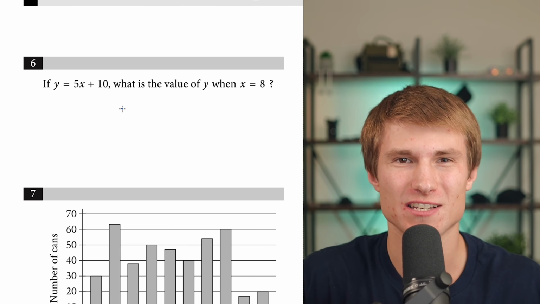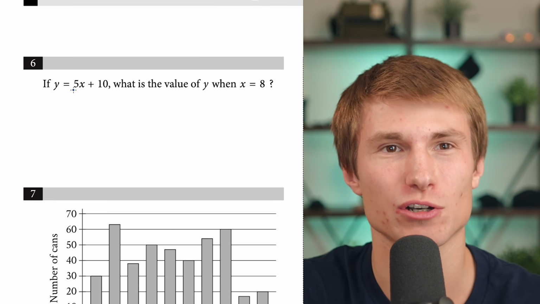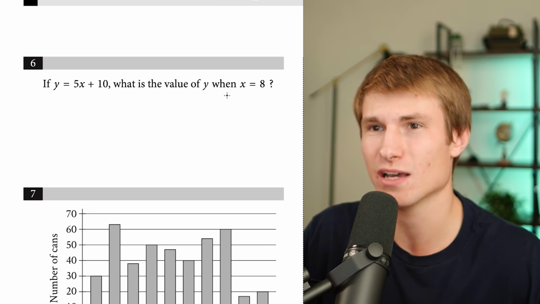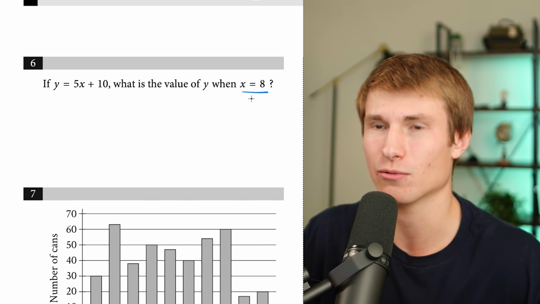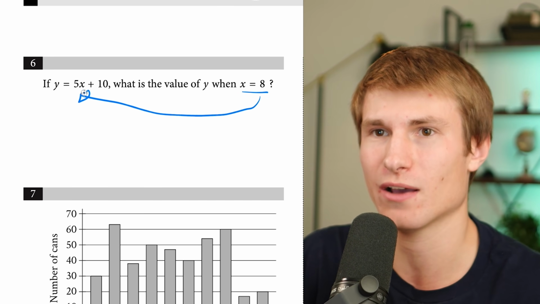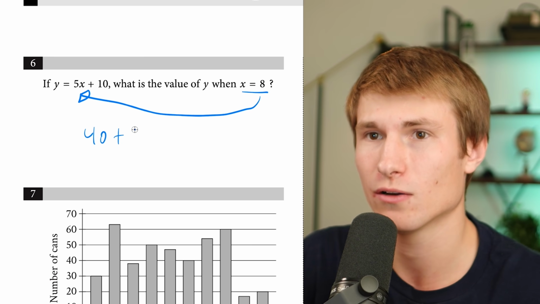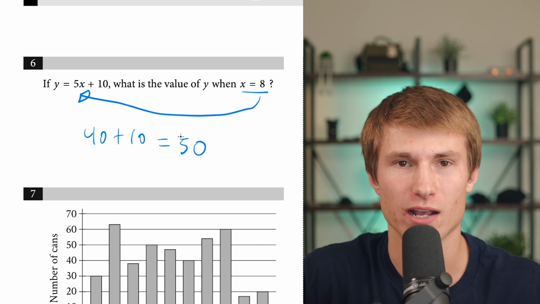Here's how to solve this SAT math question in under 60 seconds. Question 6 states that if y is equal to 5x plus 10, what is the value of y when x is equal to 8? Well, all we got to do here is plug in 8 for x. So we're going to have 5 times 8, which is going to give us 40. 40 plus 10 is going to give us 50, and our answer will be 50.